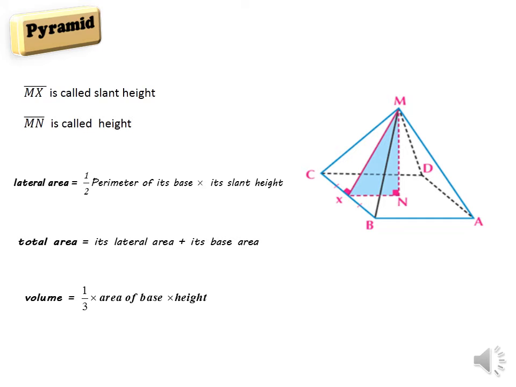To find the lateral area of this pyramid, the lateral area equals half the perimeter of the base times the slant height. The slant height again is represented by MX, and the total area equals the lateral area plus the base area. The volume will be 1/3 base area times height.